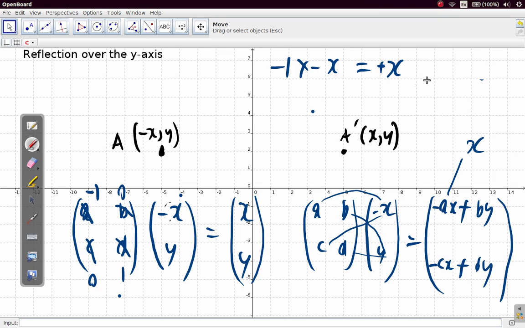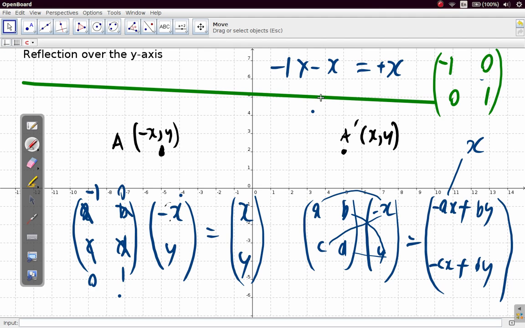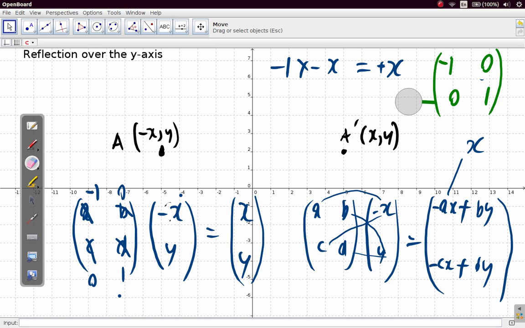So the matrix that you would get, let's write it up here. I'll write it in this corner, and we're going to use a different color. Let's use green. It's negative 1, 0, 0, 1. Good. Oh no, where did this long line come from? Sometimes these lines just show themselves up.